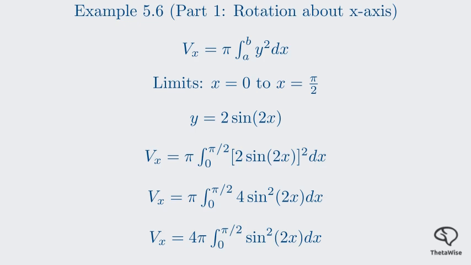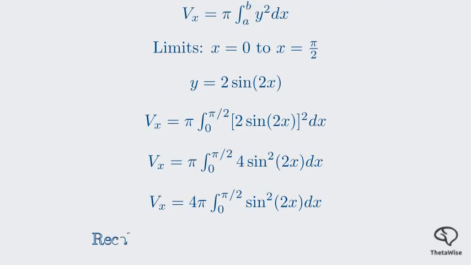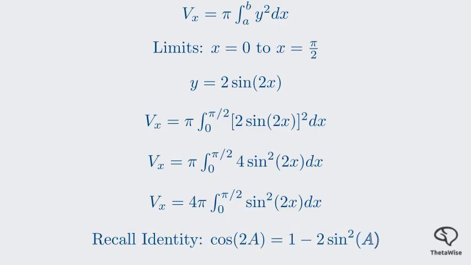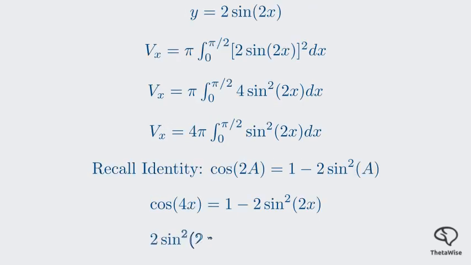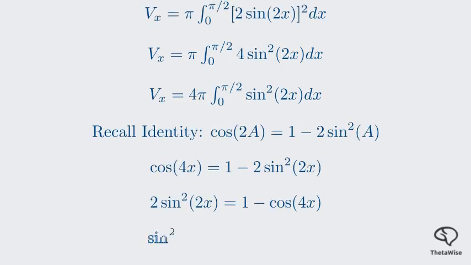A common mistake here is to think you can just integrate sine of 2x and square the result. You can't. You need to use a trigonometric identity. The double angle identity for cosine is your best friend here. We can rewrite cosine of 2a as 1 minus 2 sine squared of a. If we replace a with 2x, we get cosine of 4x equals 1 minus 2 sine squared of 2x. Solving for sine squared of 2x, we get sine squared of 2x is equal to 1/2 minus 1/2 cosine of 4x. This is a much easier expression to integrate.